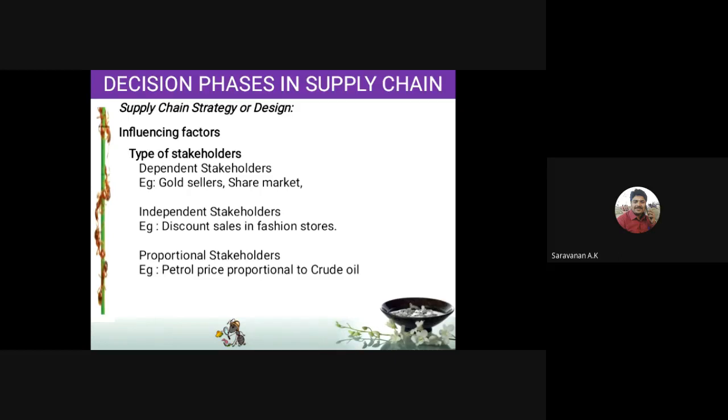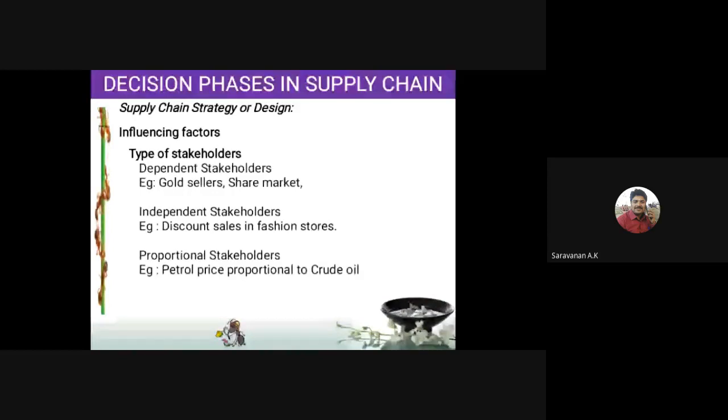Here the stakeholder is not able to take decisions. Next thing is the independent stakeholders. Independent stakeholder means, let us take a dress shop or fashion showrooms. There the shop owner has to decide the price of that material, the price of that shirt, the price of that churidar. It is the independent stakeholder. The same product can be sold at different prices in different showrooms. Even on Amazon, the same product is sold at different prices by different sellers. So these are called independent stakeholders.